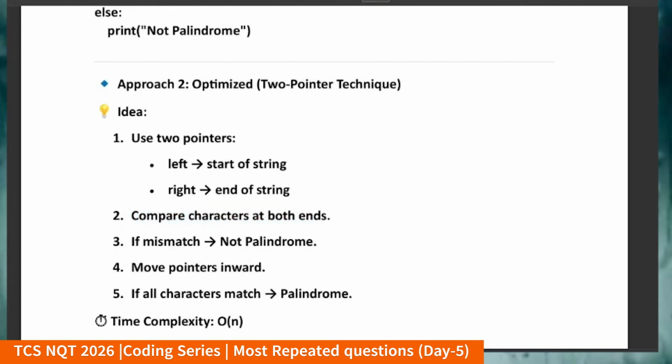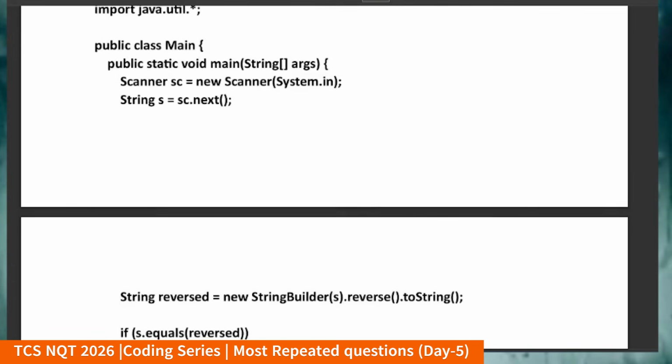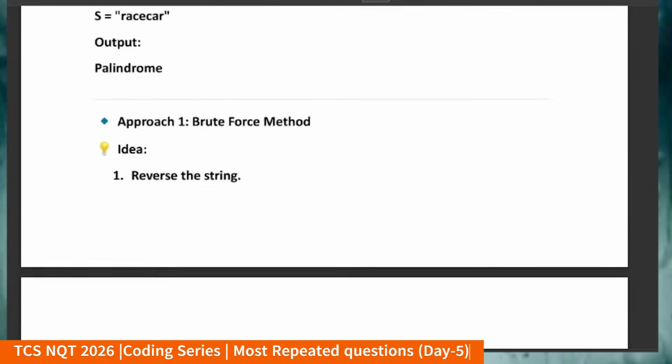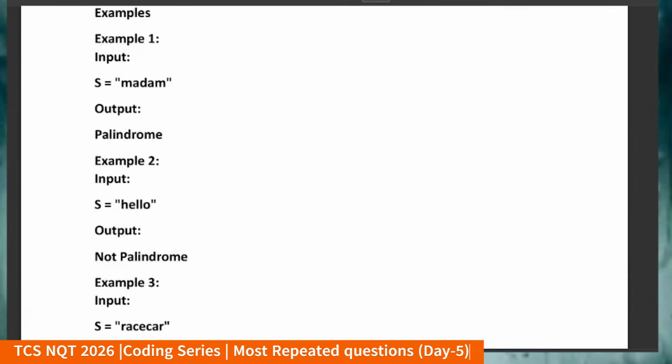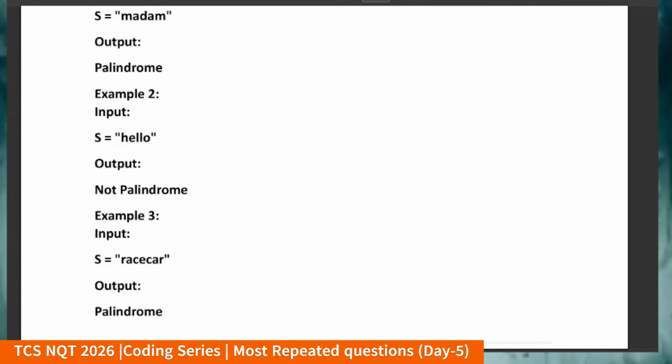If mismatch, it means not a palindrome. Suppose I take the example of madam, so yeah, you can say madam. So this will be our left pointer, that is at M, and the right pointer is at M. If both are matching, it means we can move further, we can shift the left pointer and right pointer. So again A, both are equal, and then left and right both meet at D, so all are equal. So it will be a palindrome. And if we check here, H and O both are different, so it will not be a palindrome string.